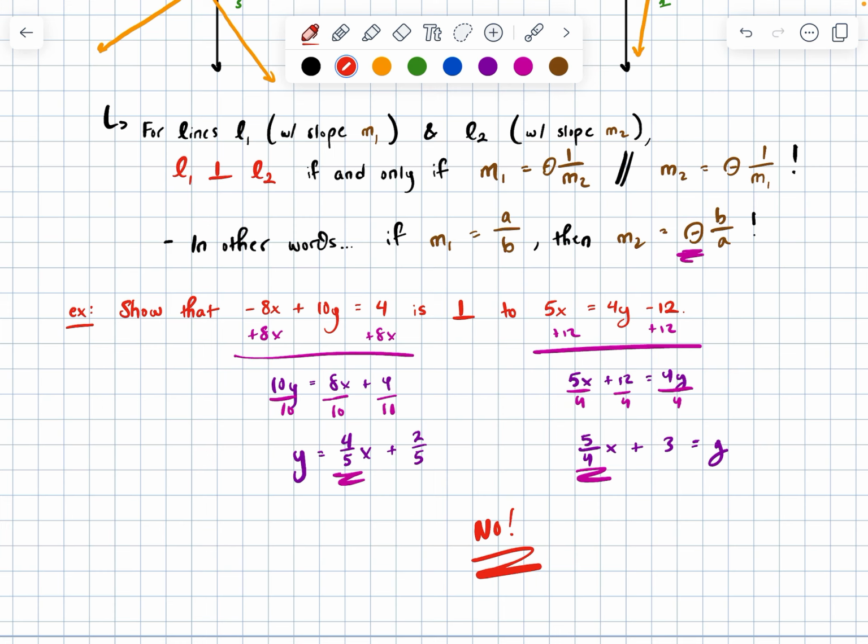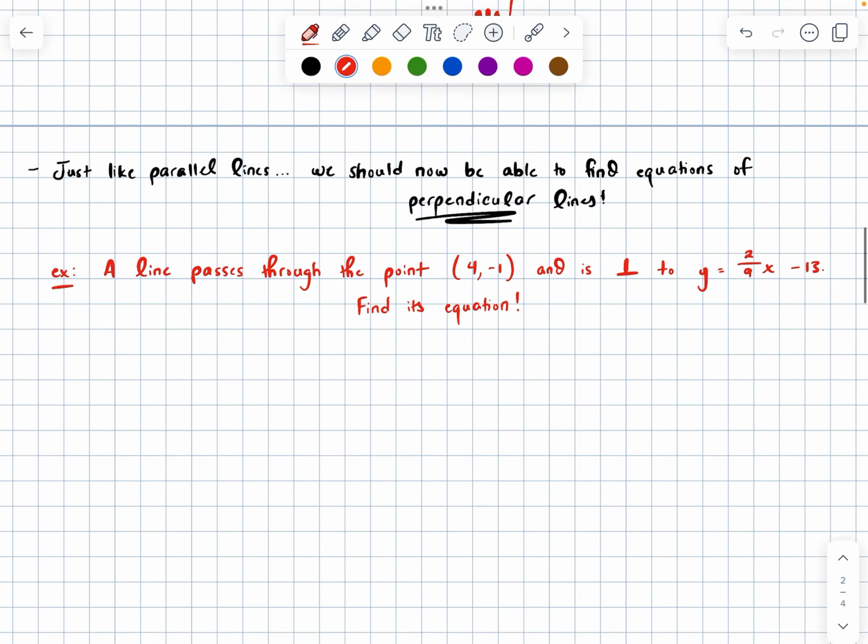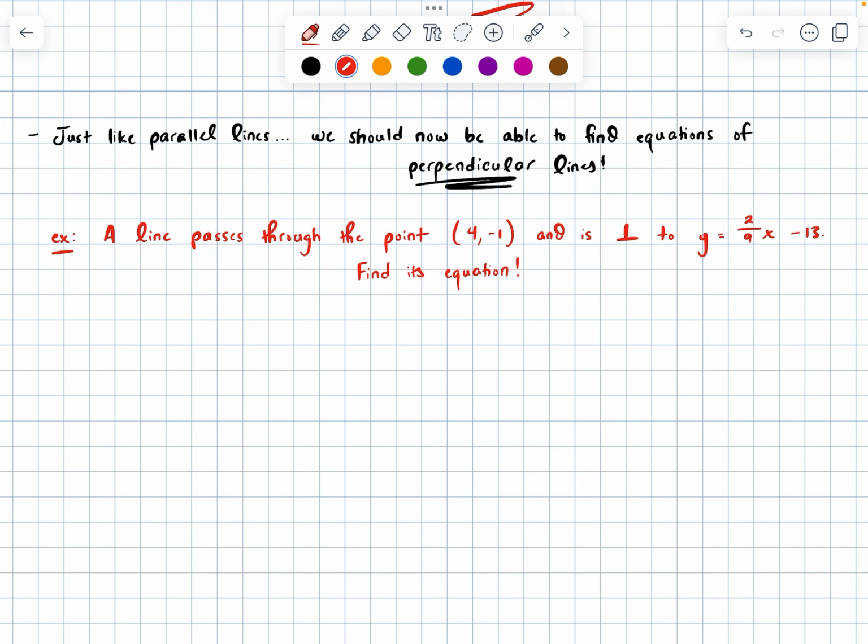Cool. Lovely. So now, same idea as parallel lines. I know how to show two lines are perpendicular or not perpendicular. Let's say I want to find some equations. So I've got a line. It passes through the point 4 comma negative 1. It's perpendicular to y equals 2/9 x minus 13.